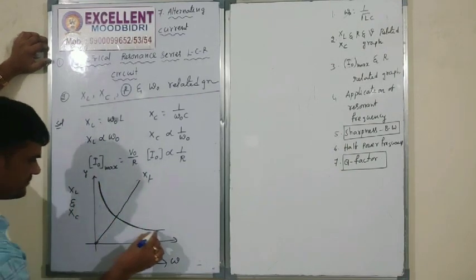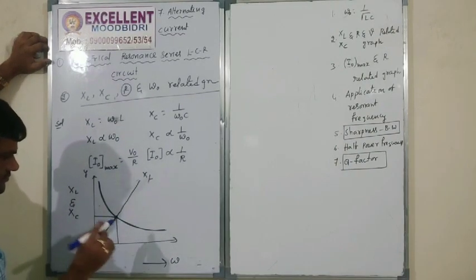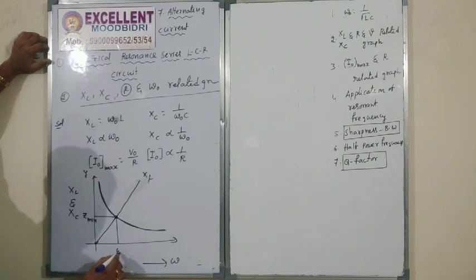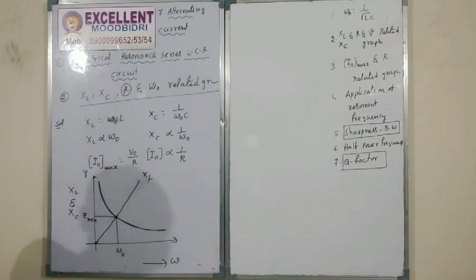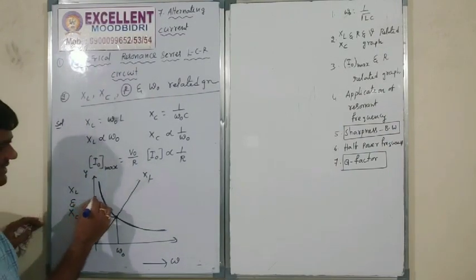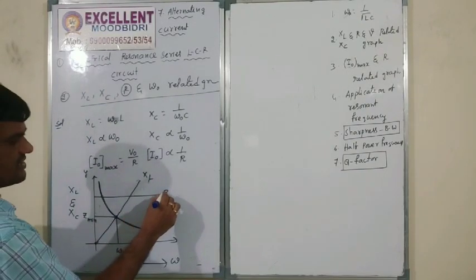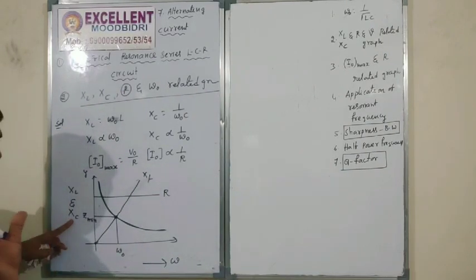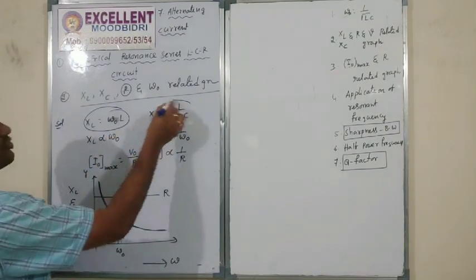Decreasing graph. So this is the maximum current, which means Z is minimum. This is the omega naught. This is the one graph. Here R is constant. Why? Because XL and XC do not depend on R. Correct or not? XL is equal to this one, XC is equal to this one.